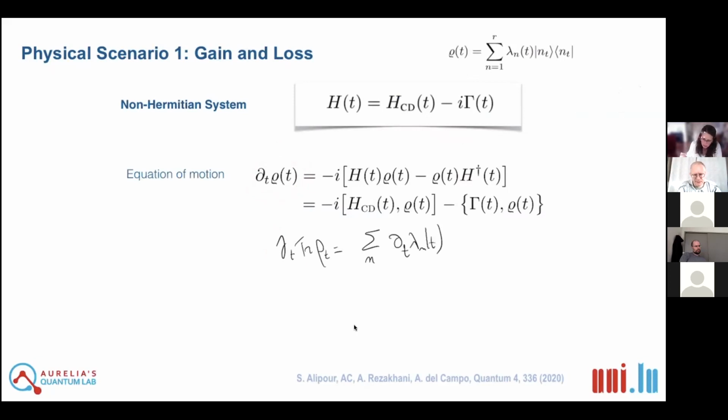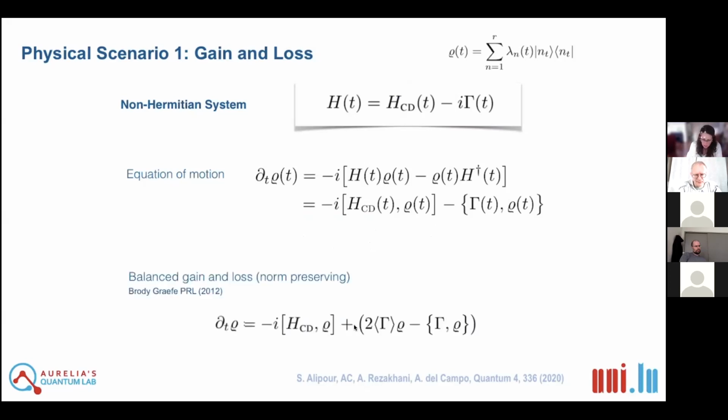So we can build, instead of having just a non-Hermitian Hamiltonian, we can impose trace conservation, and this is what's been introduced by Brody and Graefe as balanced gain and loss. So the system has as much gain as it has losses. And in this case, we end up with a master equation that reproduces exactly the trajectory, but that has built-in non-linearity because this gamma already depends on the state itself.